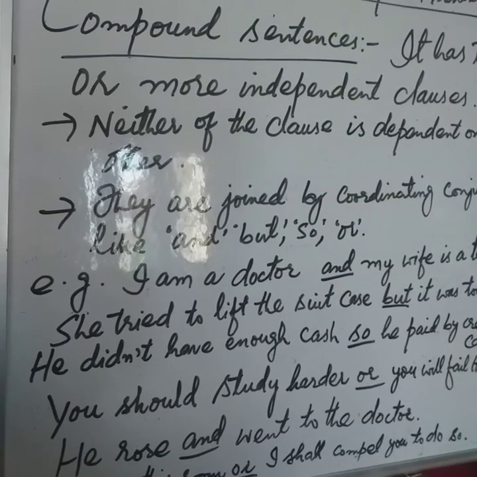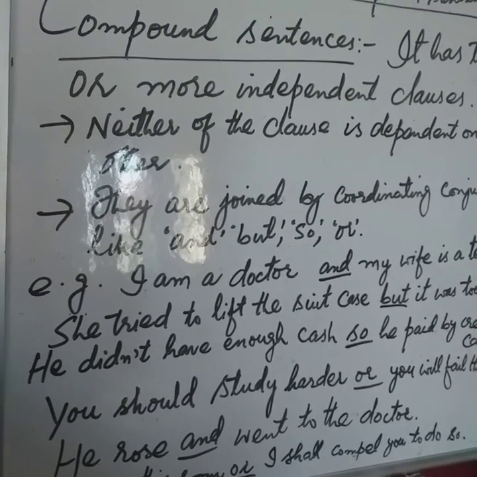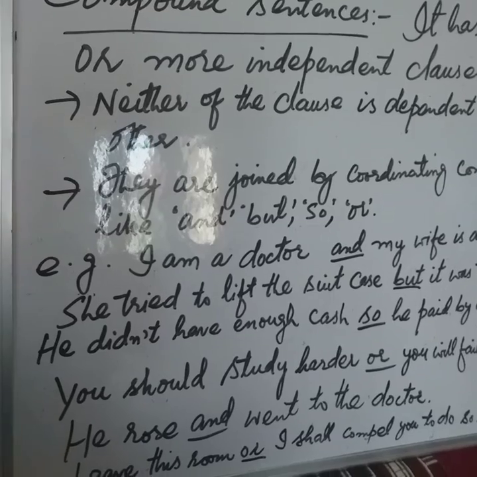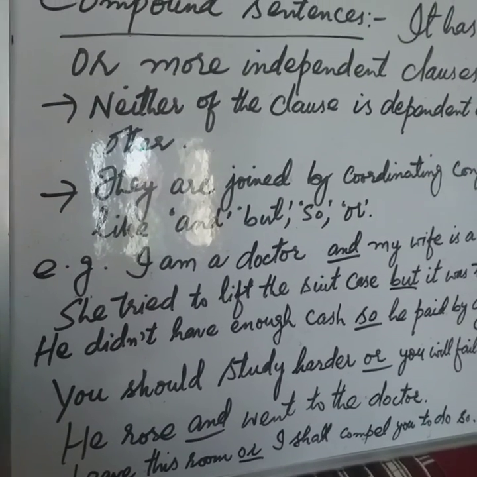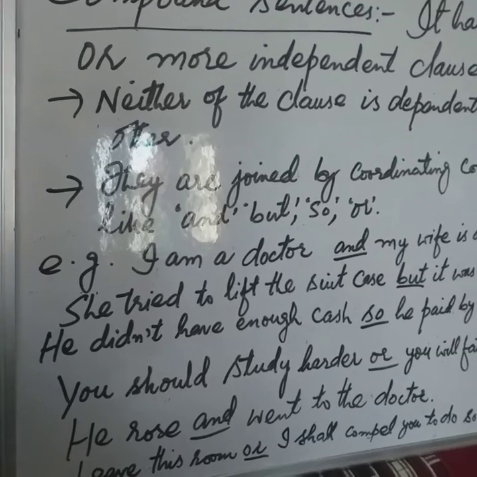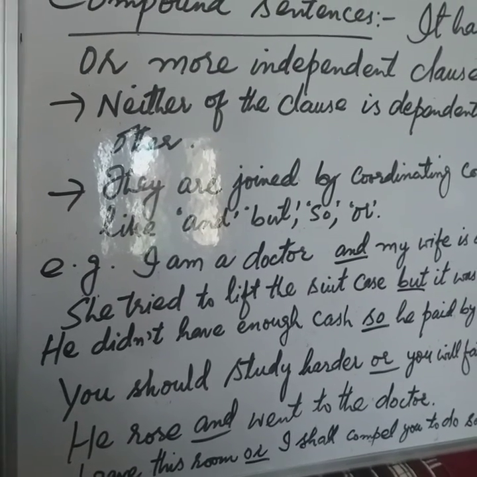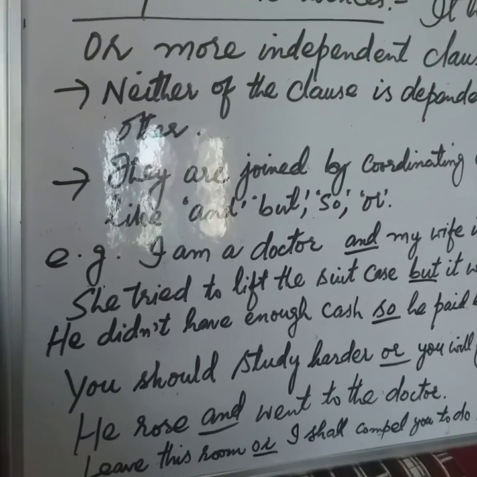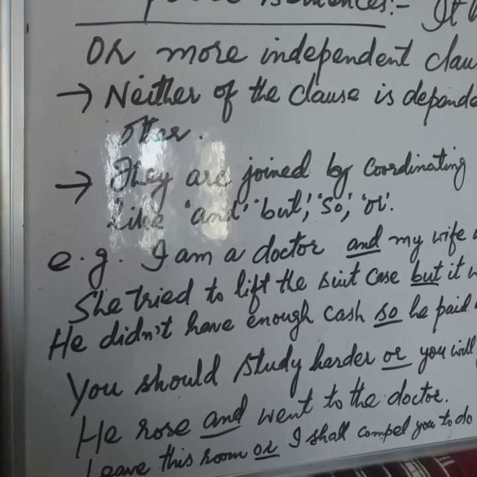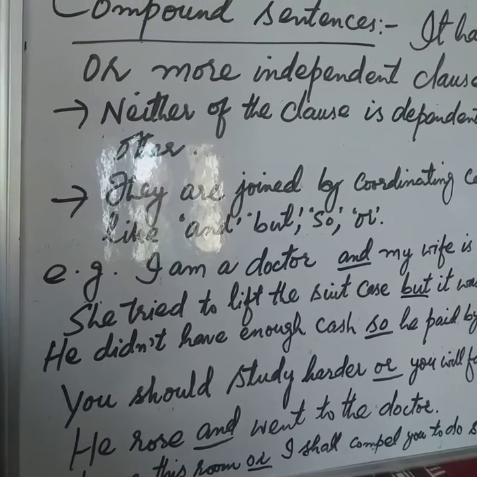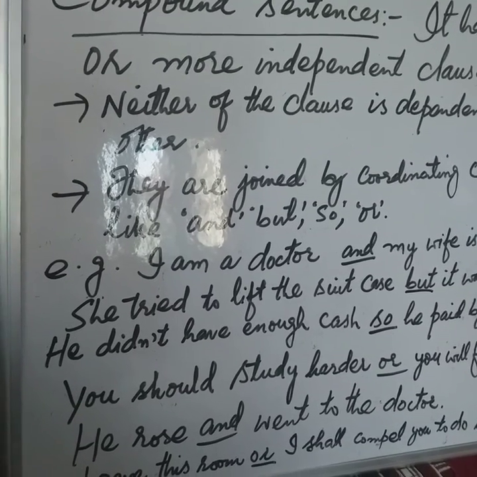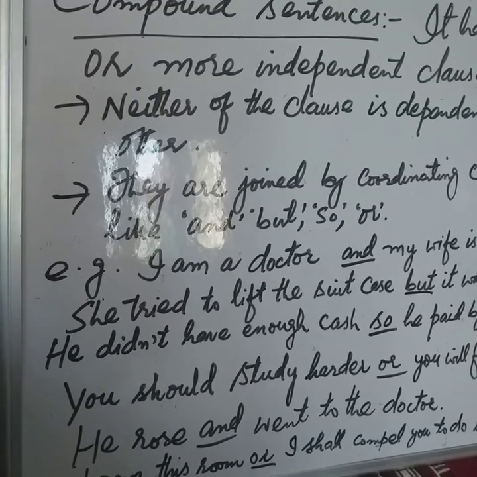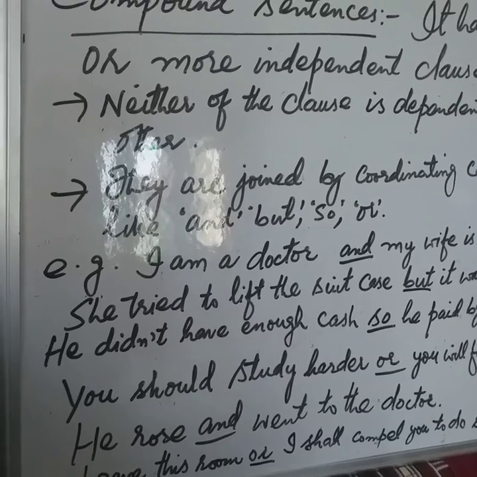That's why I said that a compound sentence has two or more independent clauses, and these clauses are joined by coordinating conjunctions like and, but, so, or, etc. Mostly you will find and. Whenever you find that two sentences are joined by and, you should recognize that it is a compound sentence, and there are definitely two or more independent clauses. Dear students, I hope that you got the concept of a compound sentence, and how it can be recognized. Thank you very much.